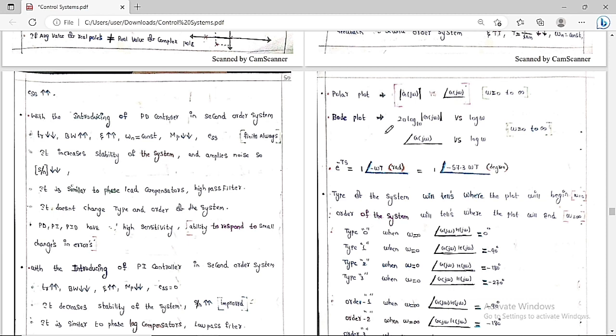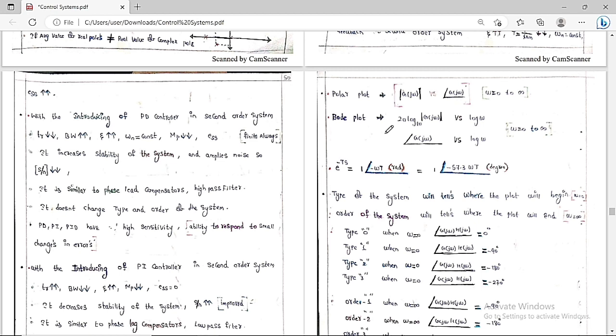In the Bode plot we are going to have two plots. One is the magnitude plot and the other is the phase angle plot. The magnitude is in terms of dB: 20 log of mod of G(s)H(s), with base 10, versus log of omega, and the phase angle of G(s)H(s) versus log omega, when omega is varying from 0 to infinity.